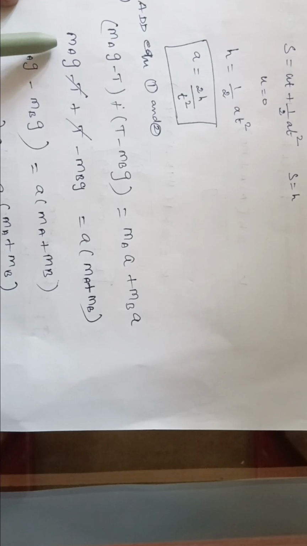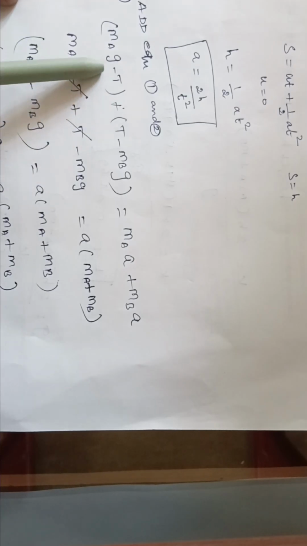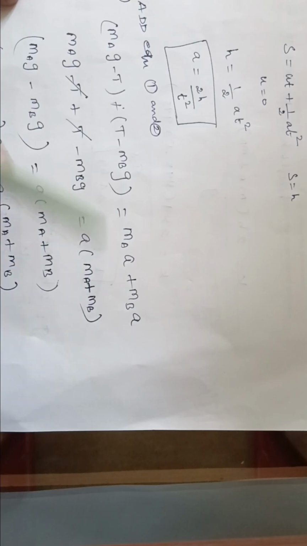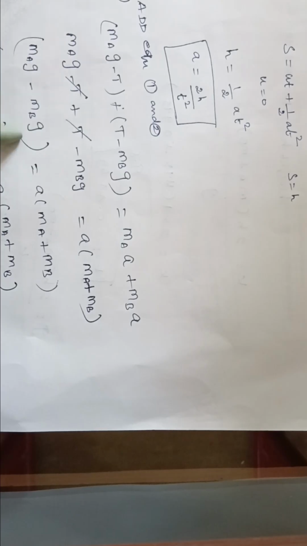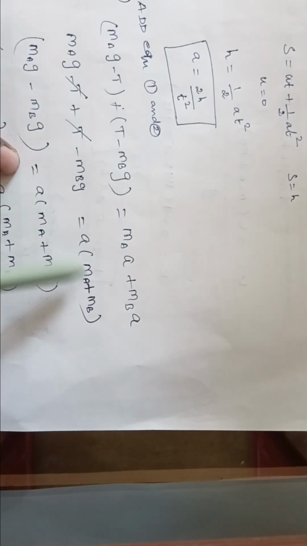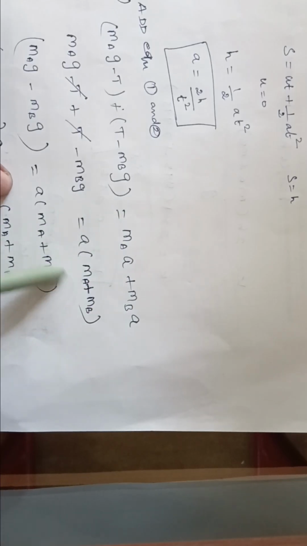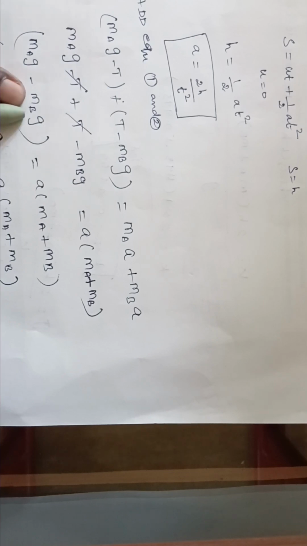So next, the t minus t and here plus t cancel each other. Then after that you get MAg minus MBg equal to a. We take a common, since a is there on both sides, then we write it like that: MAg minus MBg equal to a, into bracket MA plus MB.